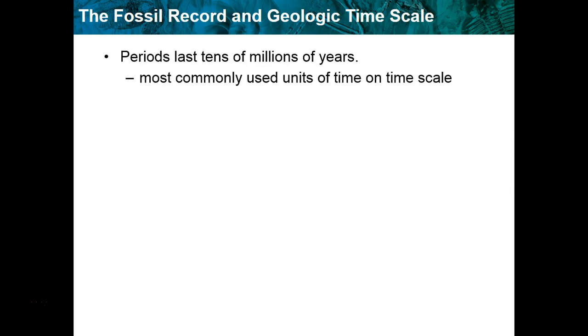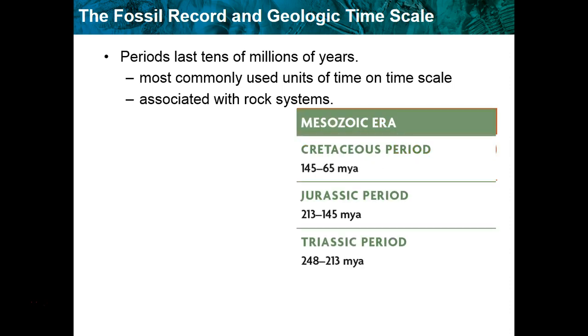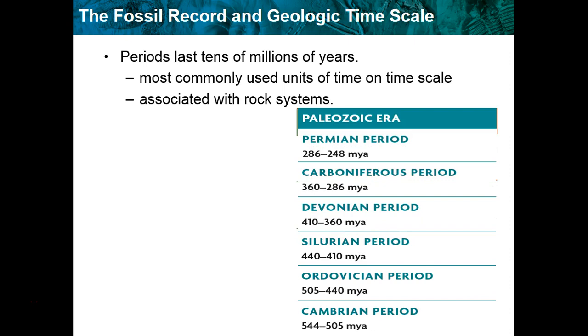Periods last tens of millions of years. They're the most commonly used units of time on the time scale, and they are associated with rock systems. For example, the two periods that are most recent, the Quaternary period and the Tertiary period. Mesozoic era, again, contains 3 periods, and the Paleozoic era contains 6 periods. Epochs last several million years, so these are the smallest time segments.